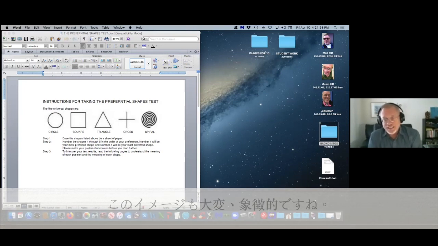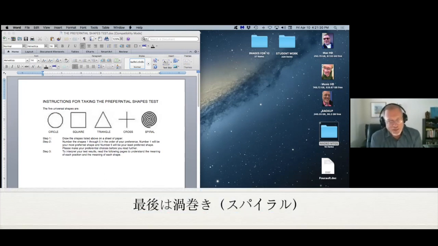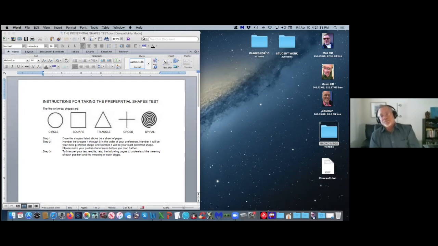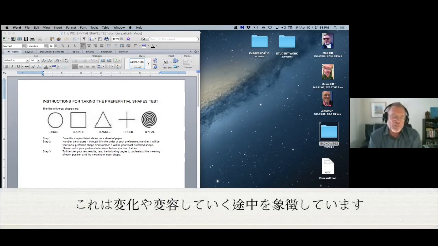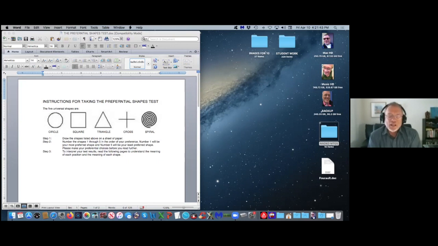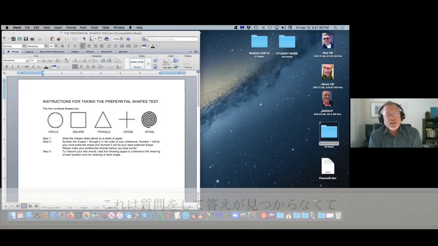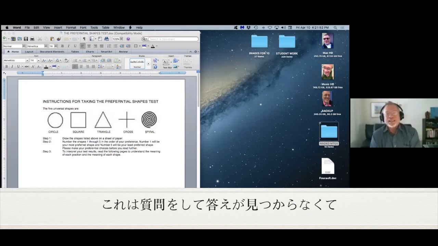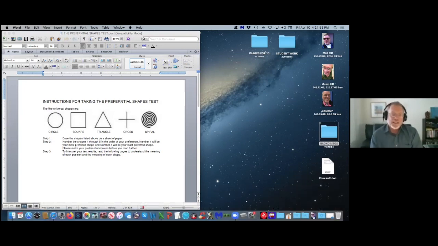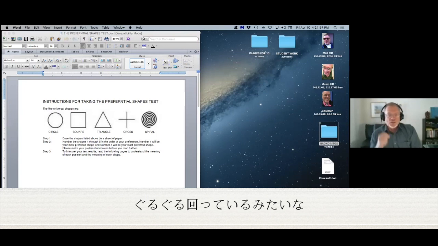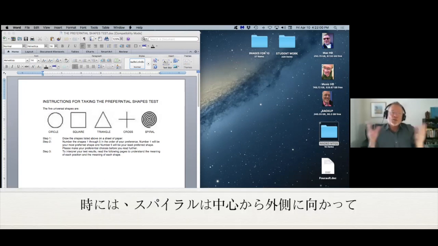And so the last symbol is the spiral, and the spiral is the symbol for transformation and change. It looks a little like the first symbol because it's kind of circular, but you'll see that this is like having a question and you can't find the answer. So you keep looking for the answer, but you can't find the answer. So you go on a spiral. So you can spiral outward. Sometimes the spiral spirals from the center out.